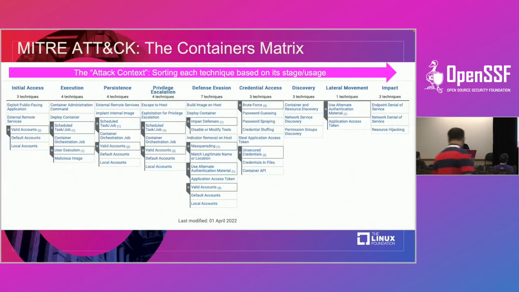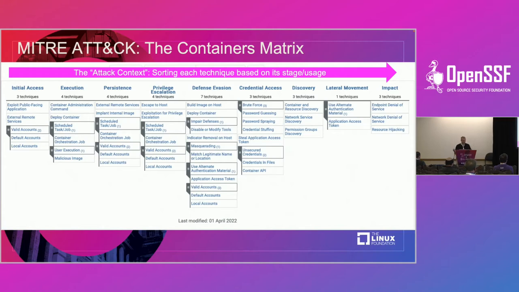We can look at it in this table. As I said before, every cell in this matrix contains a real attack that happened in real life. And the beauty of it is that it's set according to the attack kill chain. On the left, this is the initial access. How do you access a cluster? How do you access a container?